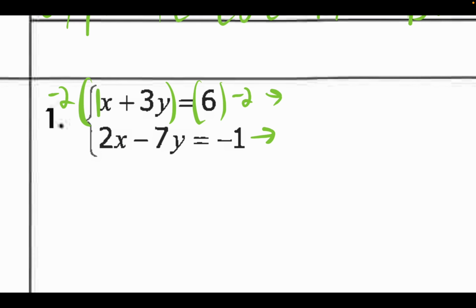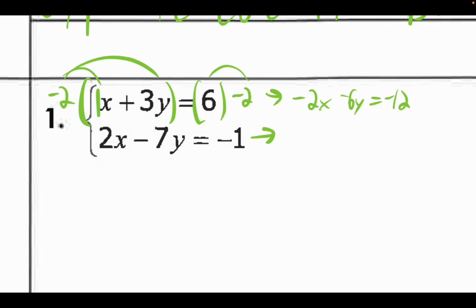So if I were to multiply this entire top equation by -2, we would end up getting -2x, -6y equals -12. And you may ask, well, can we do that? And the answer is yes. As long as you multiply everything in the equation, you can multiply by whatever number you wanted to. I can multiply by -592 for all I care about. It would still be true. But that wouldn't be helpful in this case.